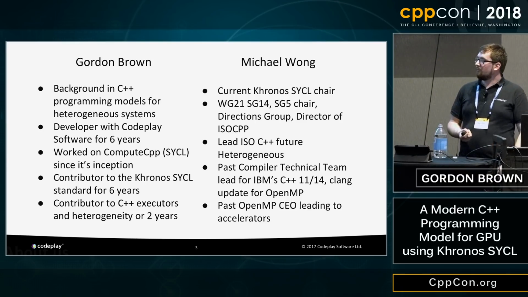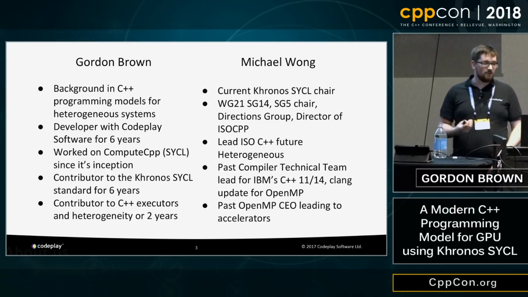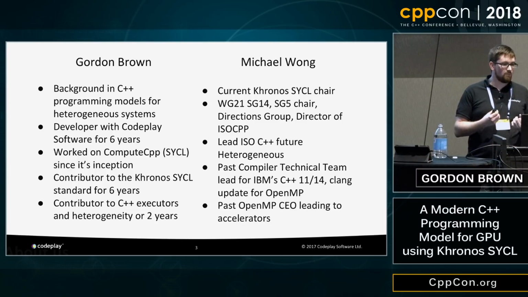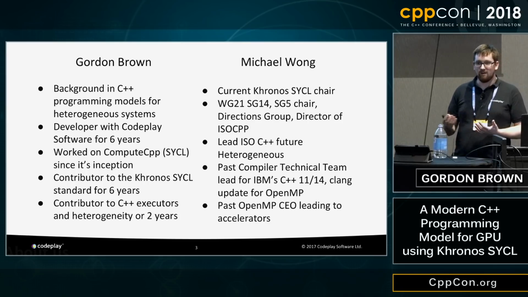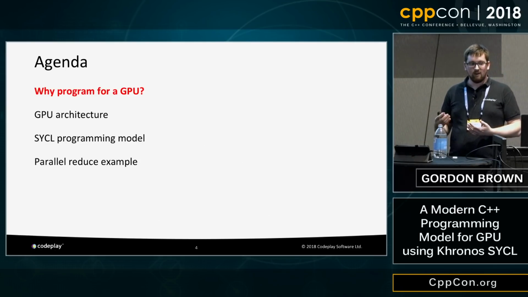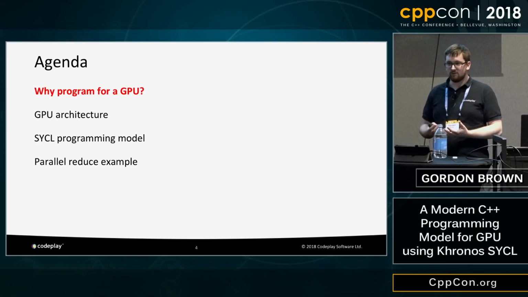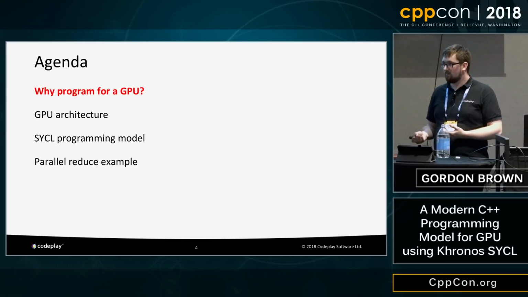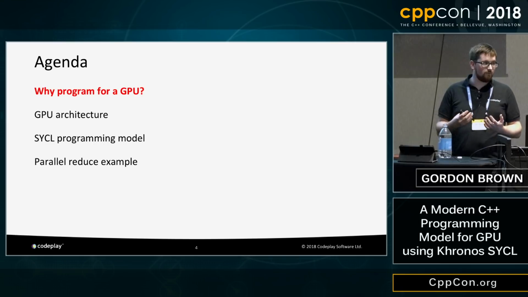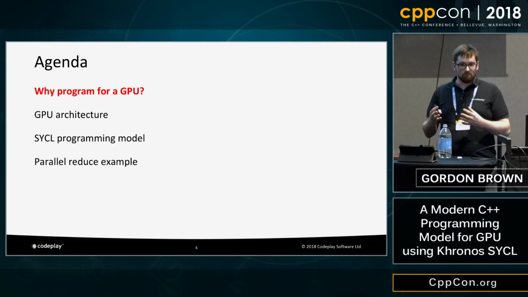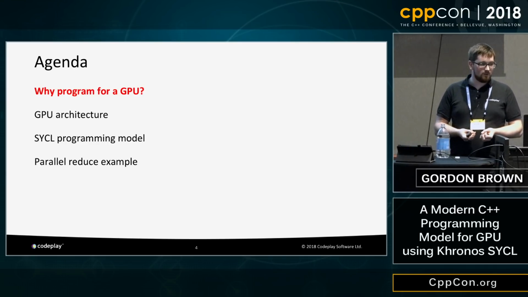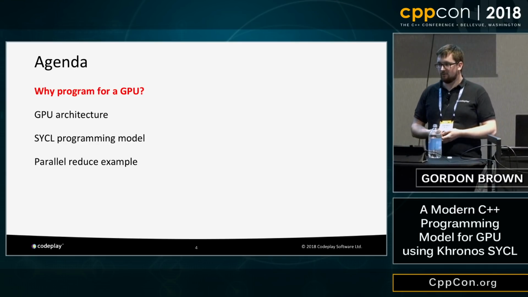So to give an overview of what I'm going to be talking about today, I'm going to start off with a little motivation of why you might want to program for a GPU. I'm going to follow on with a crash course in GPU architecture and GPU programming model. Then I'm going to give you an overview of what SYCL is, and then dive into an example of writing a GPU algorithm, a parallel reduction algorithm on a GPU using SYCL.